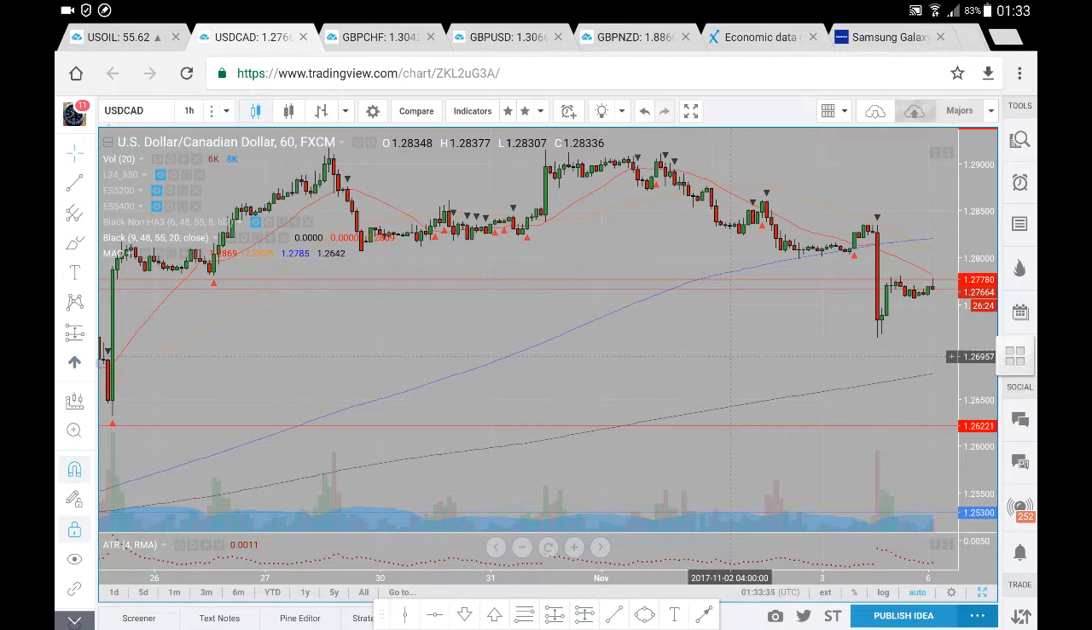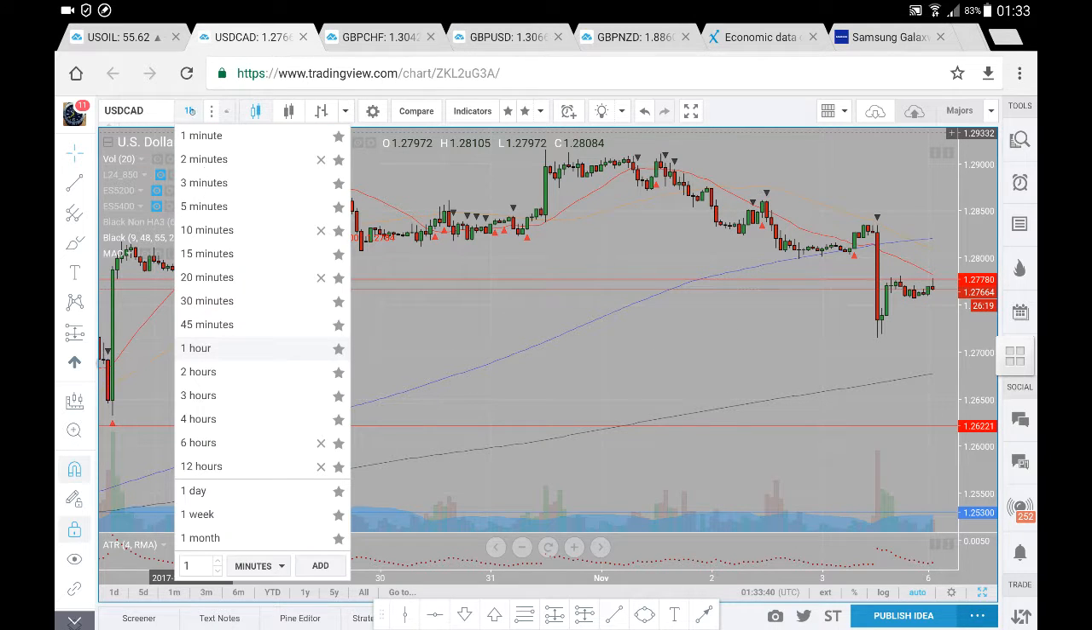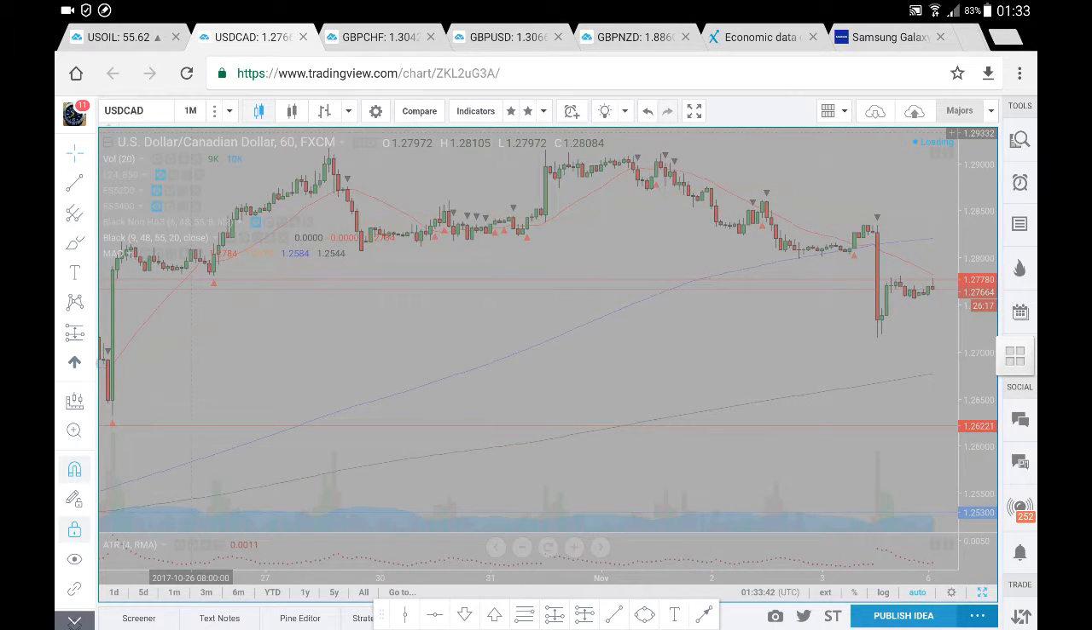So this is the US dollar CAD analysis for Monday the 6th of November. We are going to have a look at the higher time frames first, so we're just going out to the monthly.